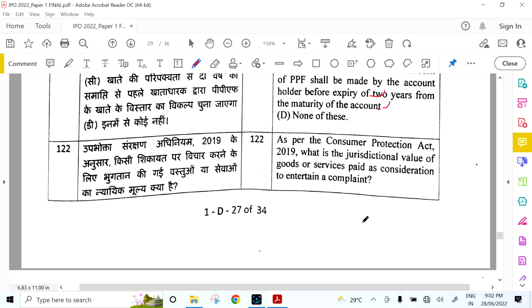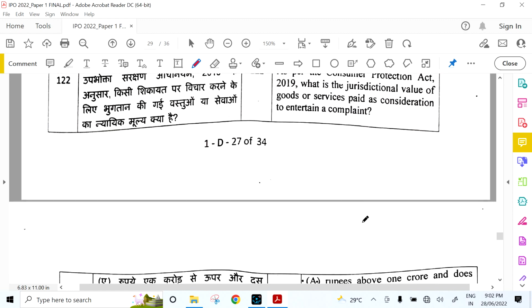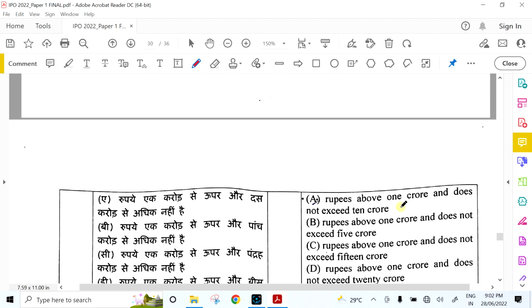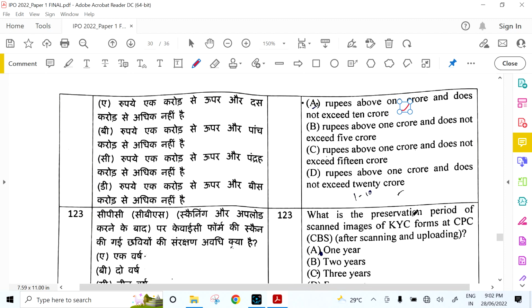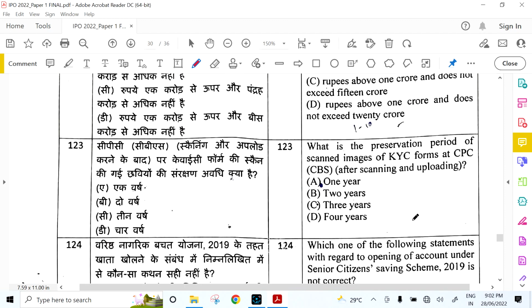As per Consumer Protection Act, what is the jurisdictional value of goods and services paid as consideration to entertain a complaint? It is 1 crore and does not exceed 10 crores. What is the preservation period of scanned images of KYC forms at CBS after scanning and uploading? The answer is C, 3 years. As per SB order 6/2019. In that order you will find this thing.